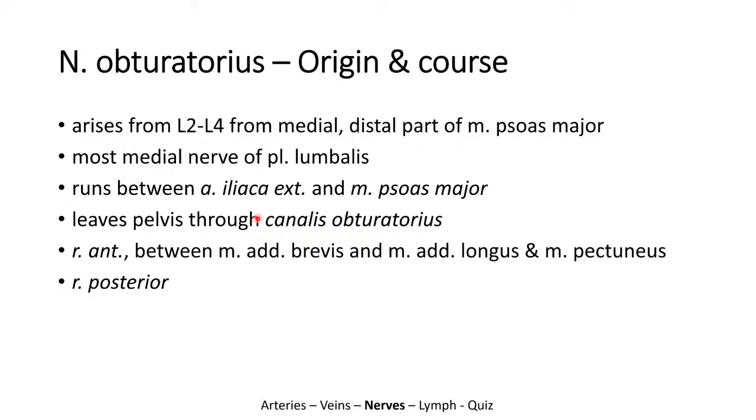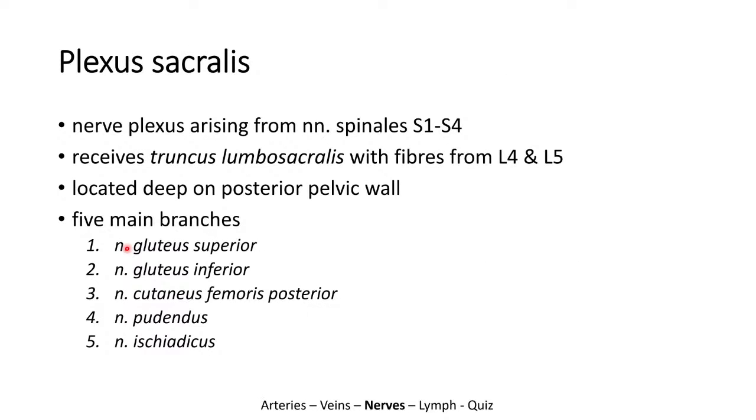Alright, that was it for the lumbar plexus. Now let's go to the sacral plexus. Sorry, needed to hydrate. So, plexus sacralis. It is another nerve plexus that will arise from S1 to S4 nerves, but will also receive some fibers from the levels of L4 and L5. So this is commonly received via truncus lumbosacralis.